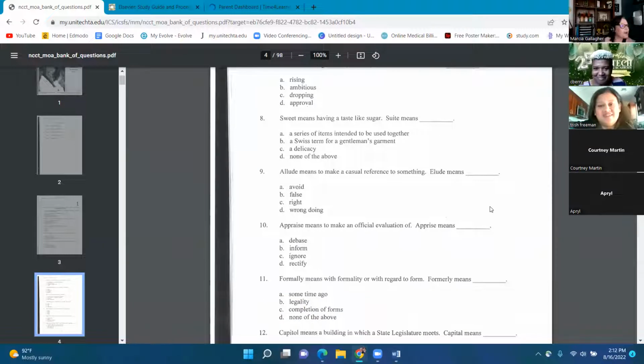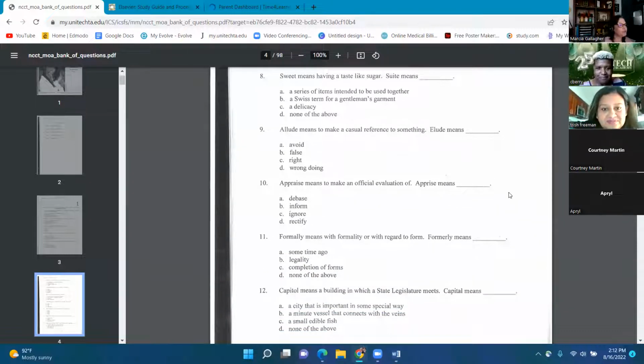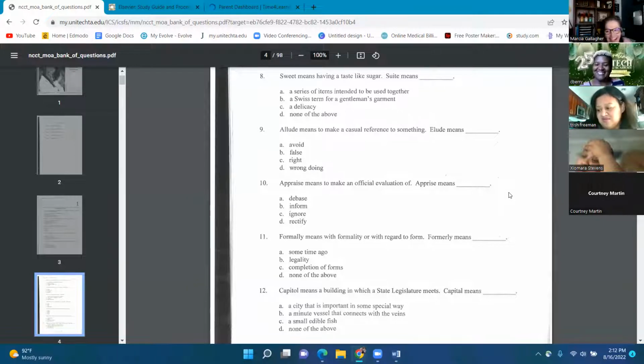All right, so number 9, allude. Allude means to make a casual reference to something. Elude means to avoid, falsify, or wrongdoing. Don't elude the question. A, avoid. It's okay, guys. Some of these are words we don't really use very often, right?